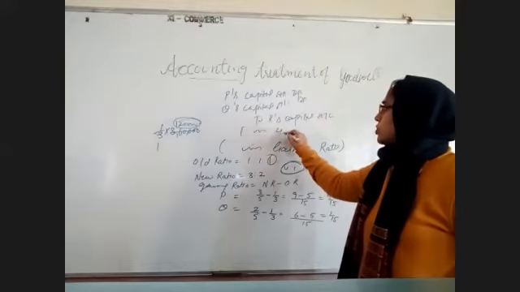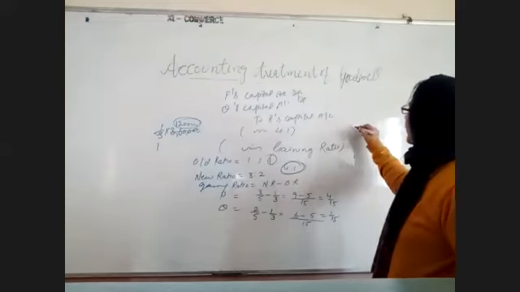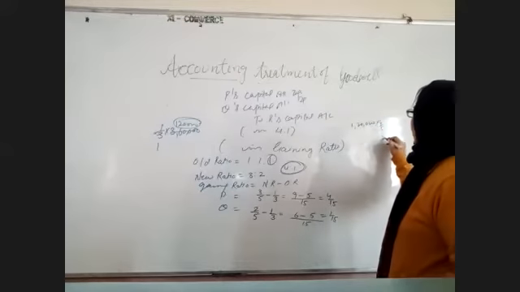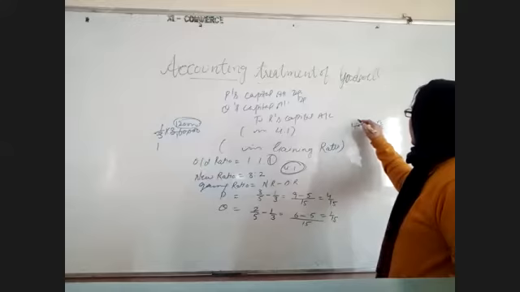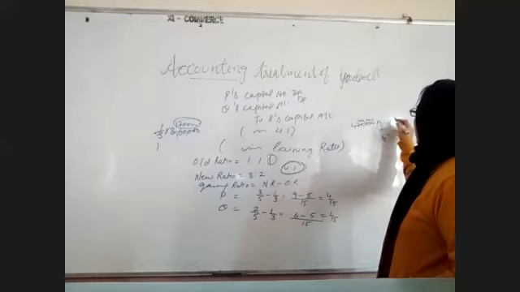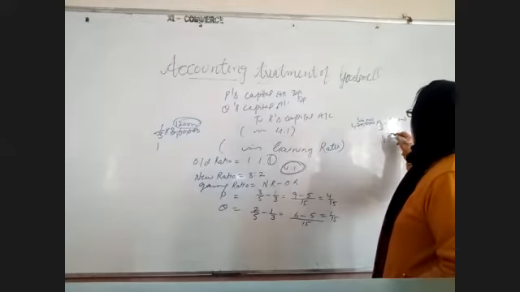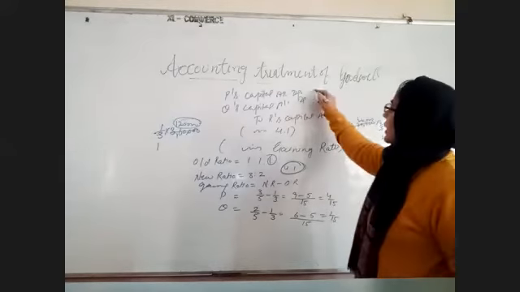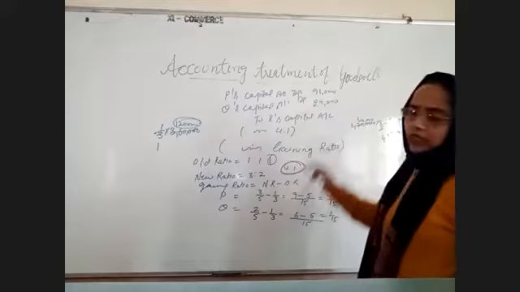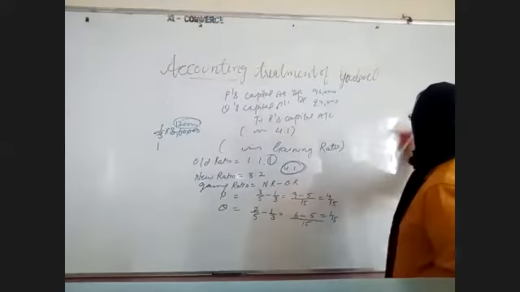In 4:1. Which amount? 1,20,000. So divide 1,20,000 in 4:1, means 4 by 5 and 1 by 5. It is 96,000 and 24,000. Okay, 96,000 and 24,000. Total is 1,20,000.